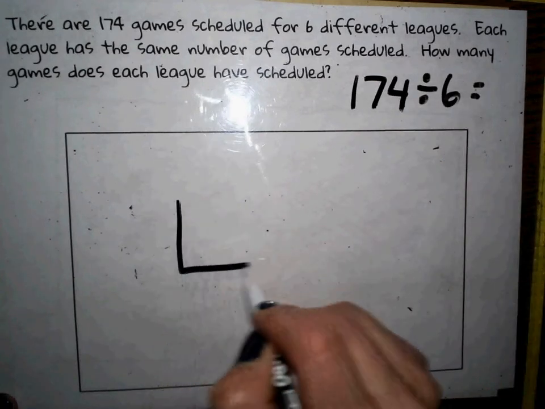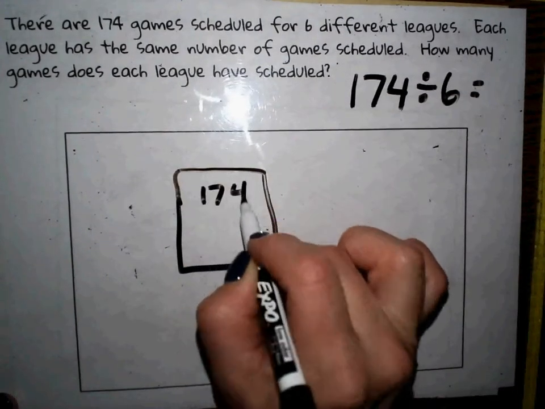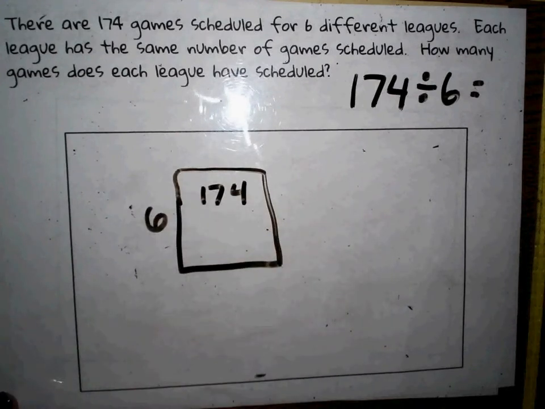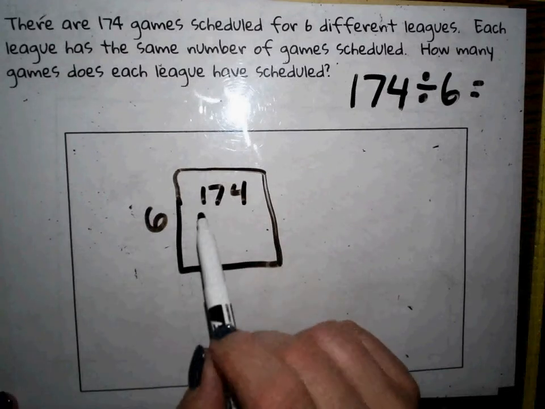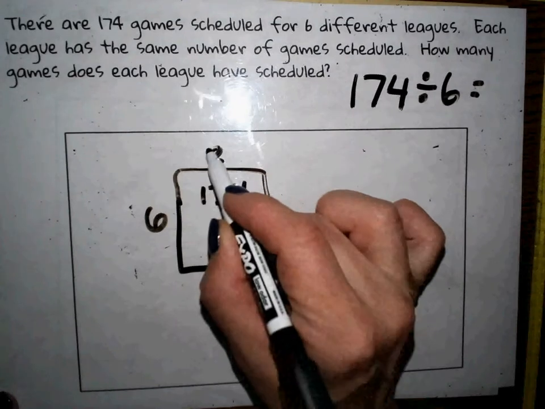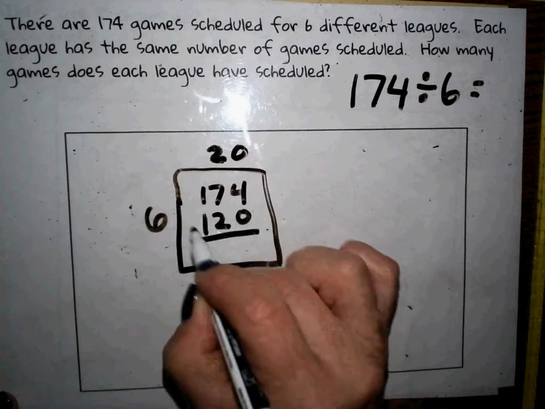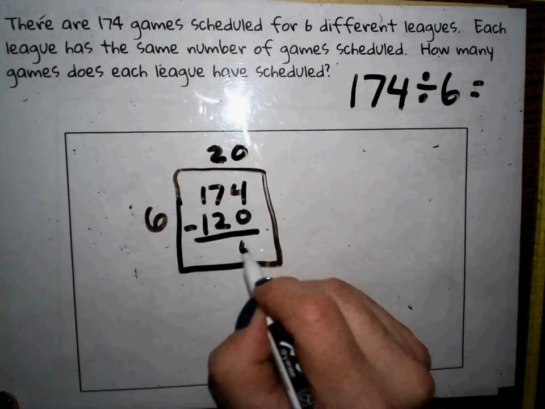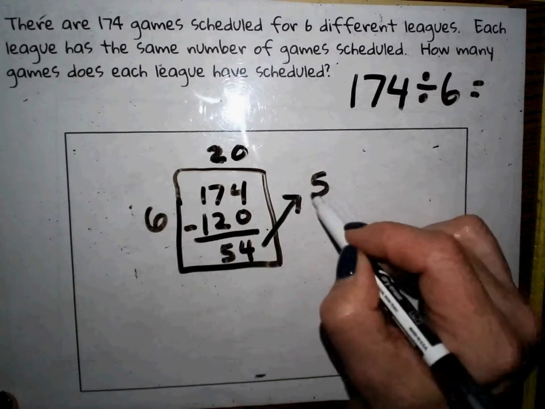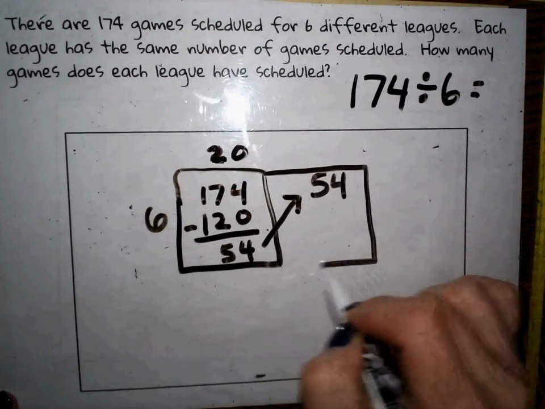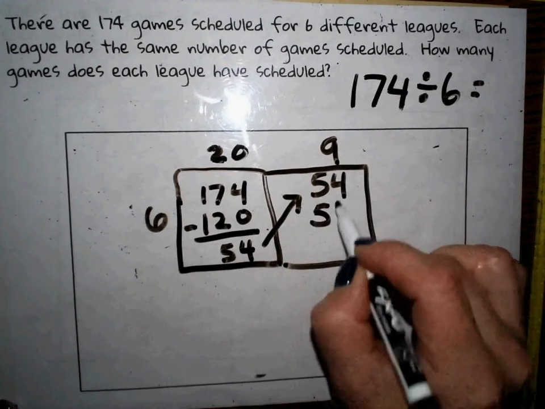So if I'm doing partial quotients, I draw my box, and I put my dividend inside the box and my divisor outside the box. So I'm going to use my basic fact of 6 times 2 is 12. So I know 6 times 20 is 120. And then I subtract this out. 4 minus 0 is 4, and 7 minus 2 is 5. I'm going to put my leftover 54 into the next box. And I know my basic fact of 9 times 6 is 54.